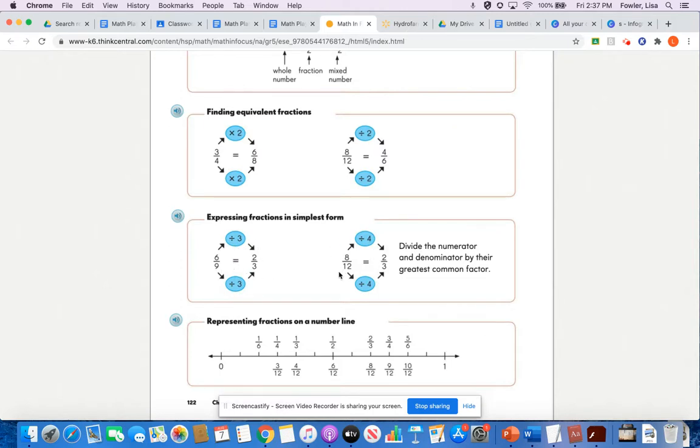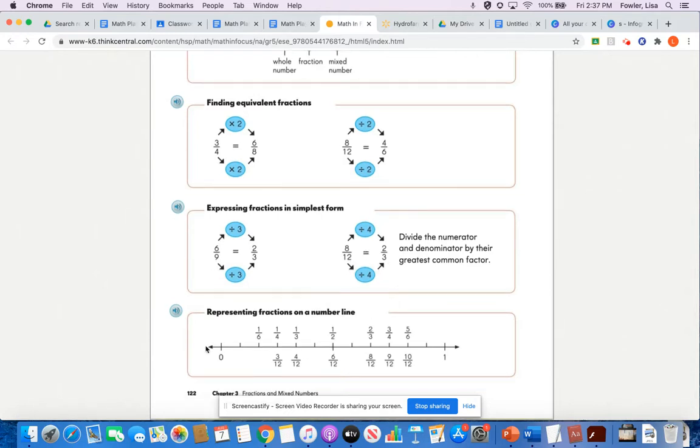Also with 8/12, you can't divide 8 by 3, even though you can divide 12 by 3. So you know that that's not their greatest common factor. You can't divide 12 by 8, but both of these numbers are divisible by 4. So that's their greatest common factor. 8 divided by 4 is 2. 12 divided by 4 is 3. So we end up simplifying 8/12 into 2/3.